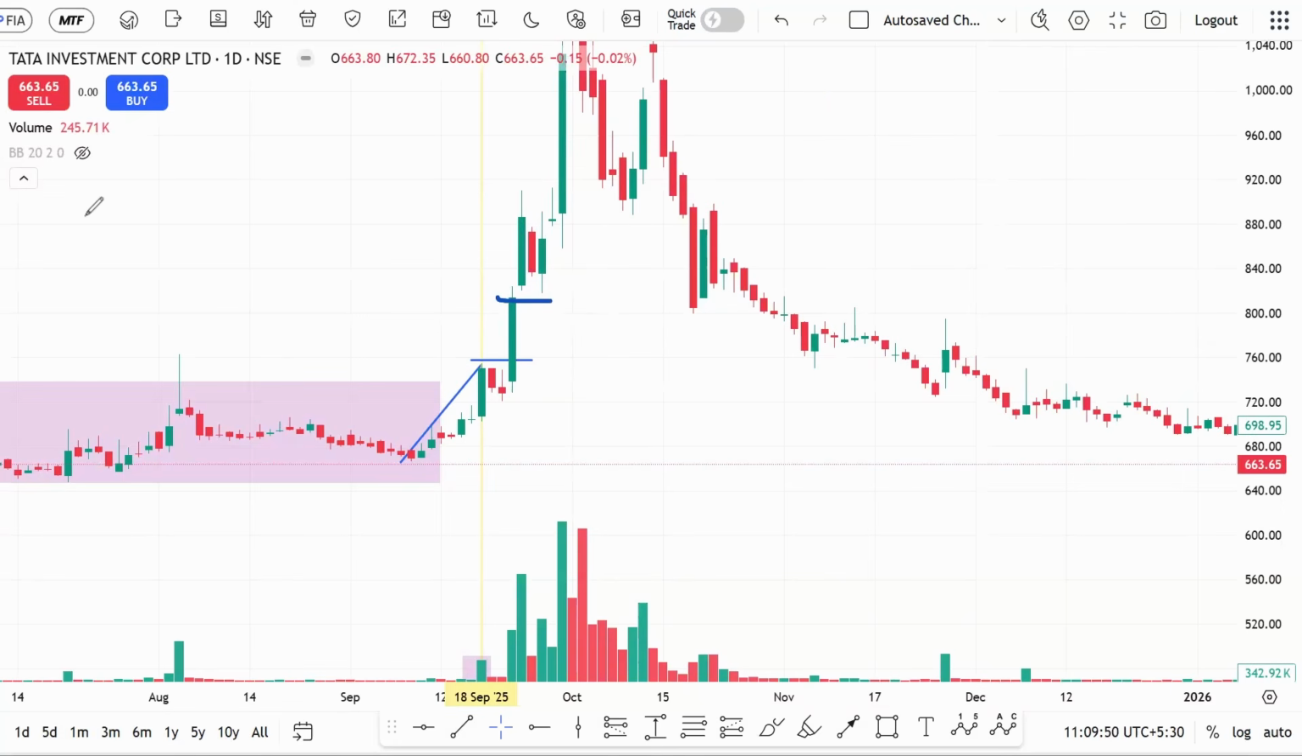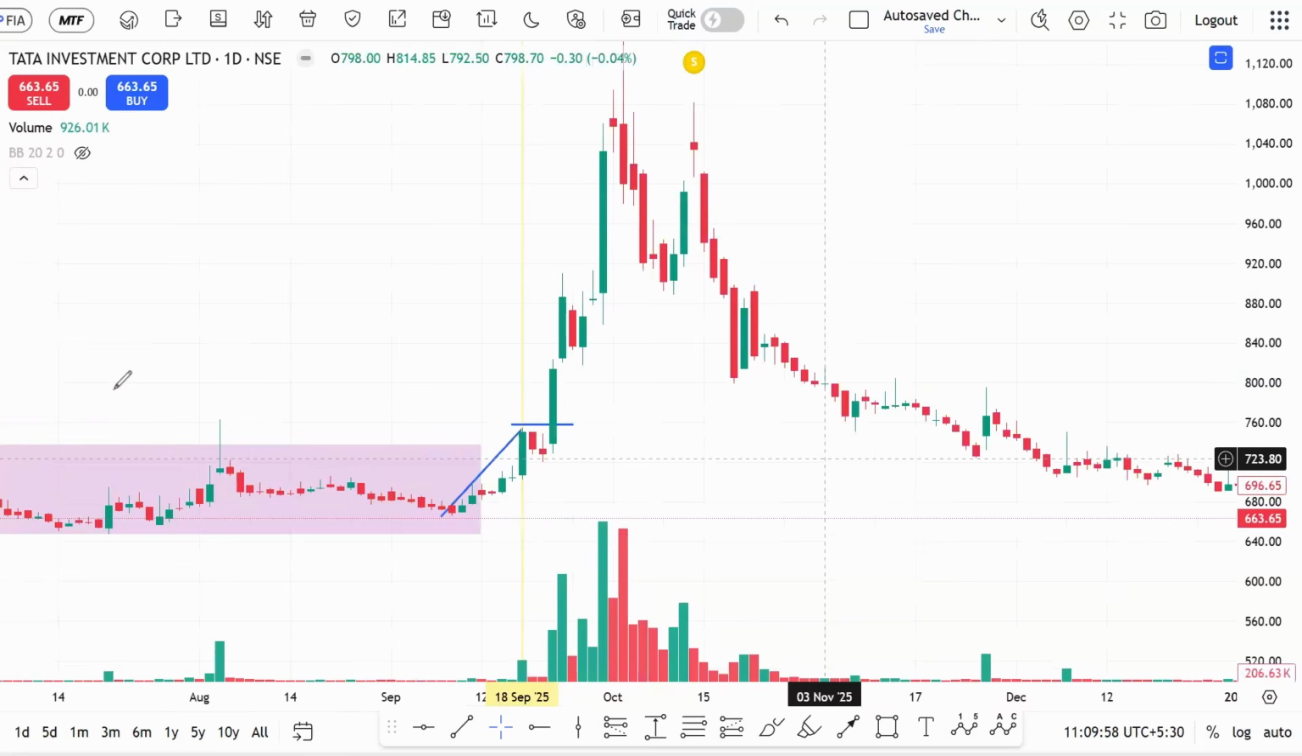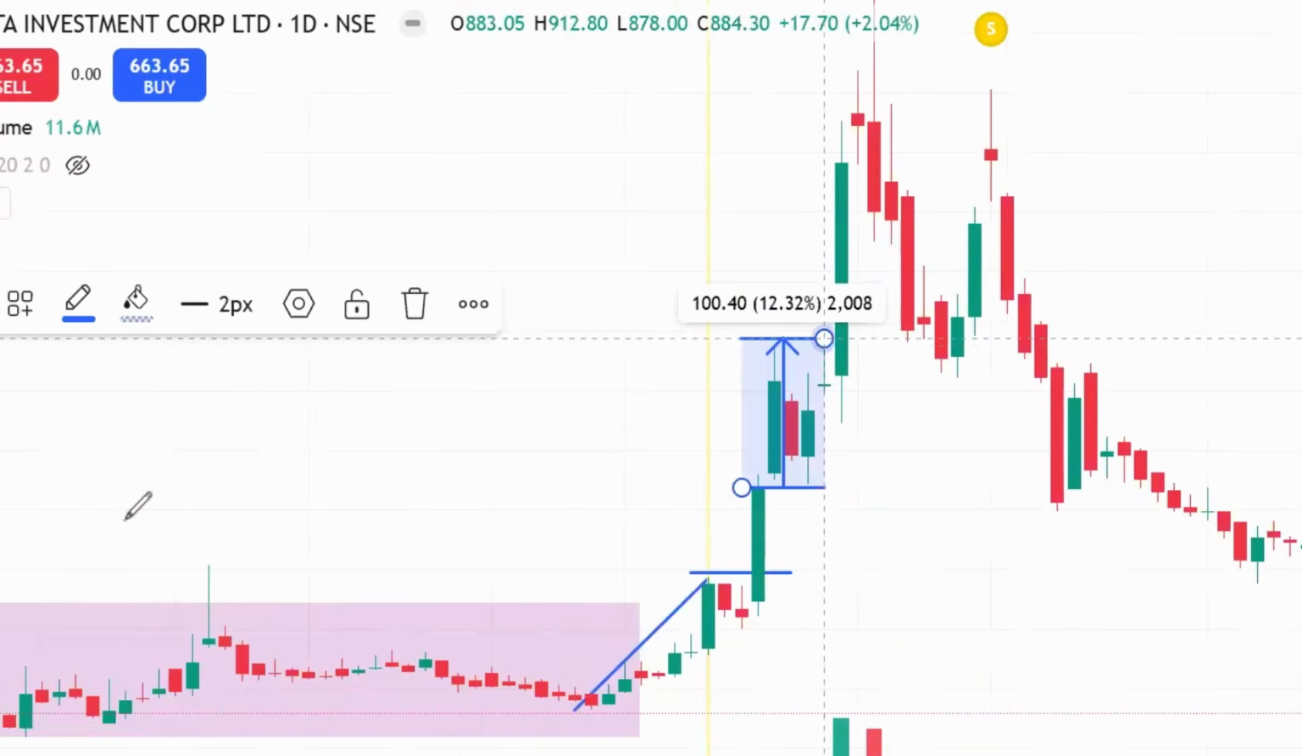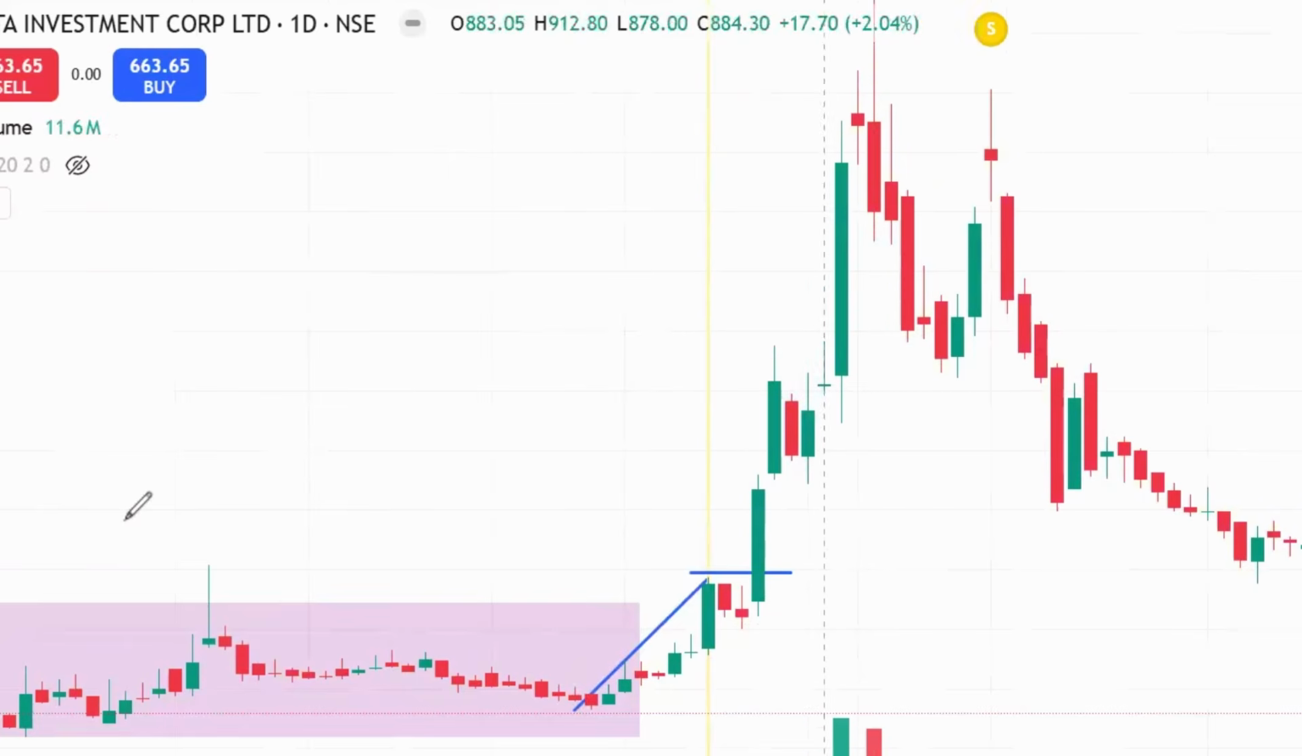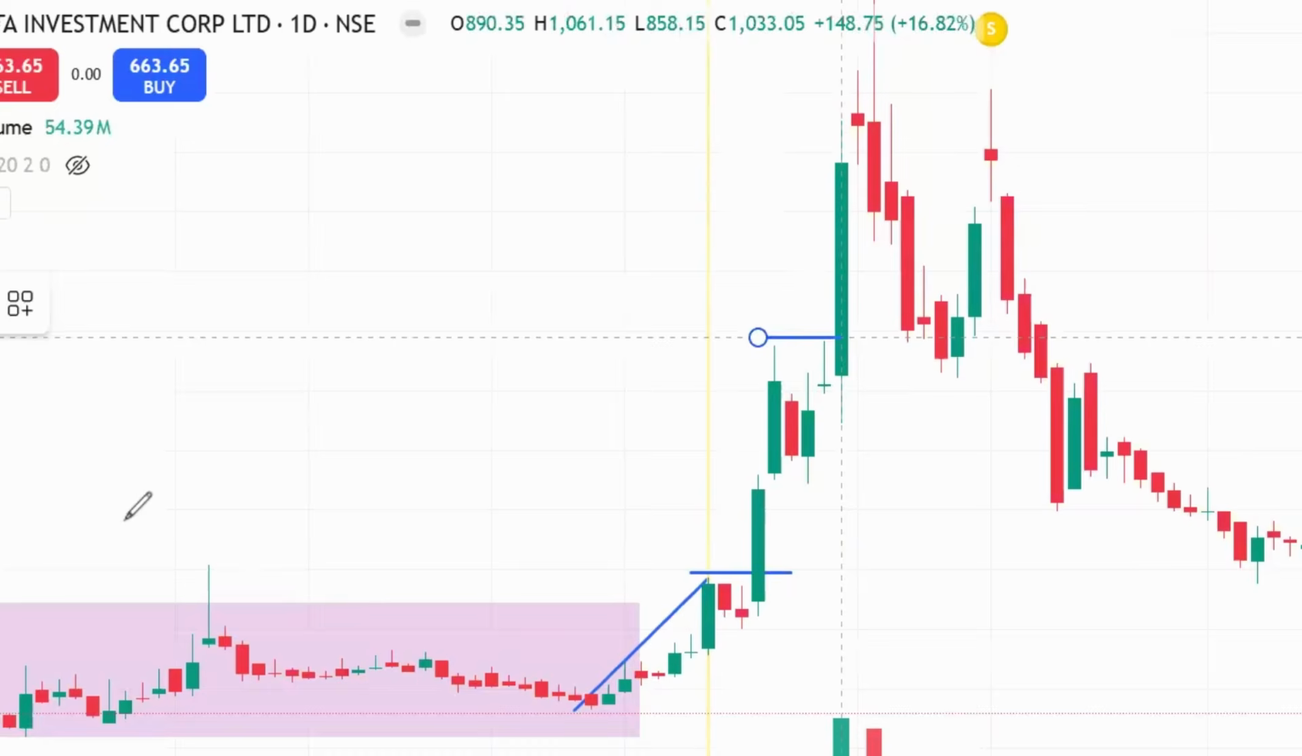Otherwise, you can take the entry here and take the exit next day only. Okay, then no need of waiting for longer duration. Take it for next day exit. So both the ways you can participate in wave 3. Now if I see next day rally is 12% the stock has moved, and after that also you can see there is a breakout of the wave 1, a wave 3 extension.